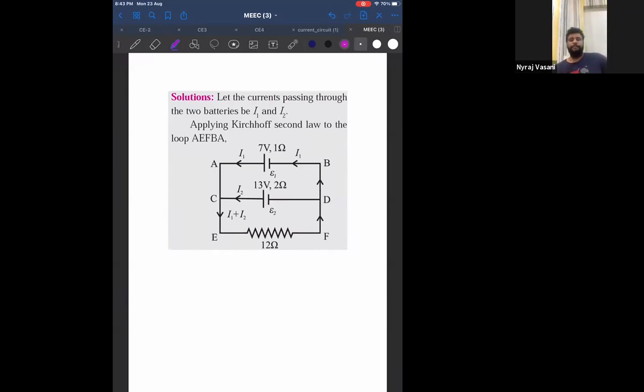Second law. Remember, both the laws are independent of each other. Don't think that the second law is a continuation of the first law. Both are independent laws.